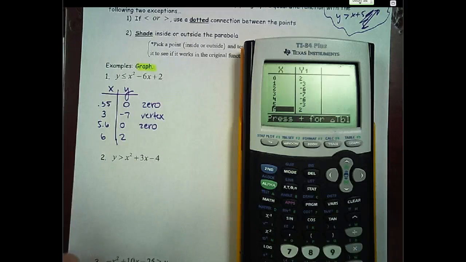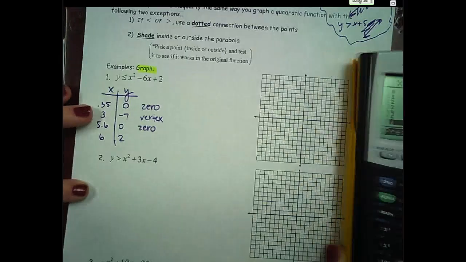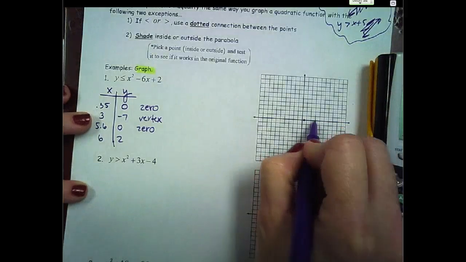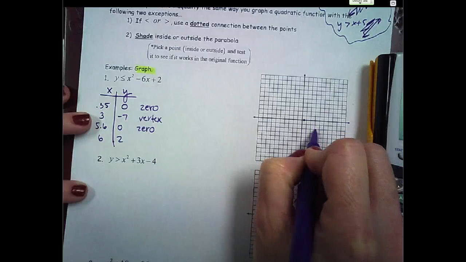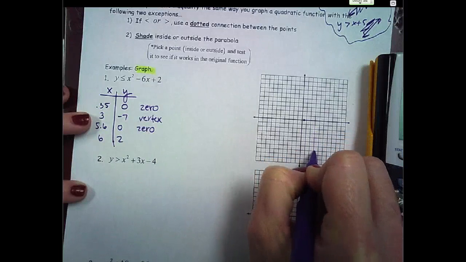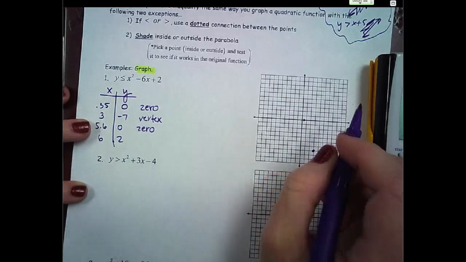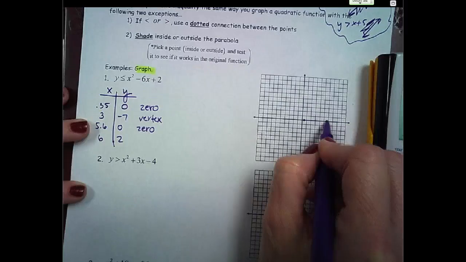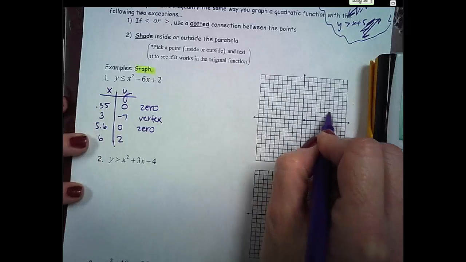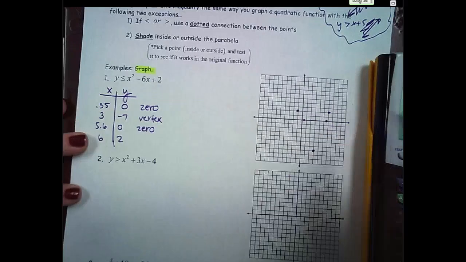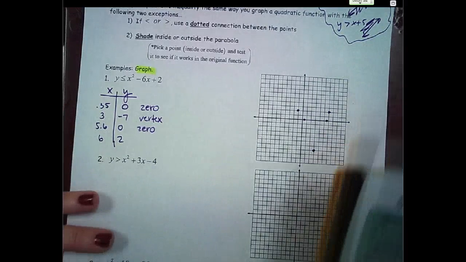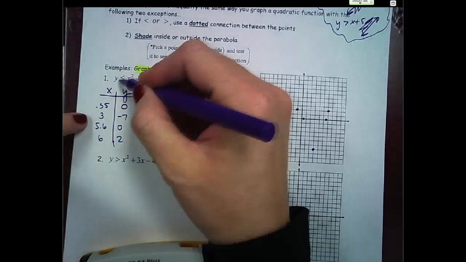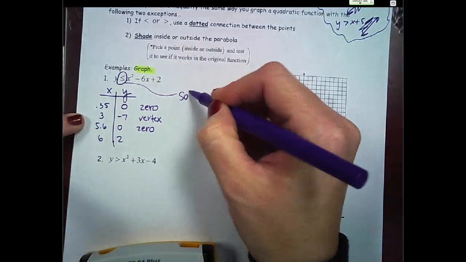Okay, now graph. So 0.350, 3, -7, 5.60, and 6.2. And they're mirror images of each other, so. Now, is my parabola going to be a solid line or a dashed line, according to this right here? Good, it's a solid line.